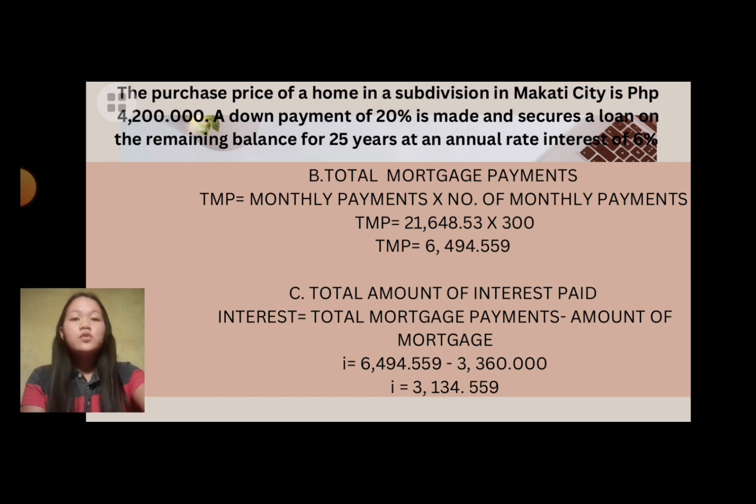If you also want to know the amount of interest paid, you only need to subtract the amount of the mortgage from the total mortgage payment. So our total mortgage payment is 6,494,559 minus 3,360,000 pesos, which is the amount of the mortgage. This will give us 3,134,559 cents. So that is the total amount of the interest paid.